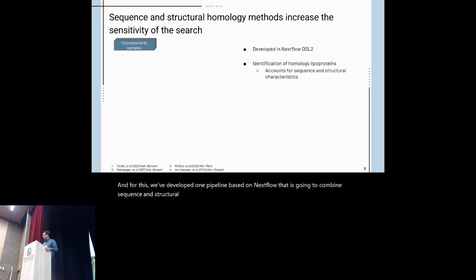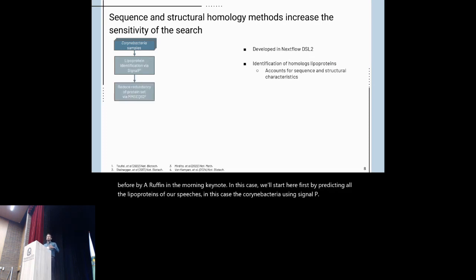And it actually has a similar structure to the one presented before by Rob Finn in the morning keynote. In this case, we start by predicting all of the lipoproteins of our species, in this case the Corynebacteria, using SignalP. Afterwards, since we're going to have many isolates that are similar to each other, we want to reduce the redundancy of the protein set by MMseqs2 to get just one single representative for each cluster.